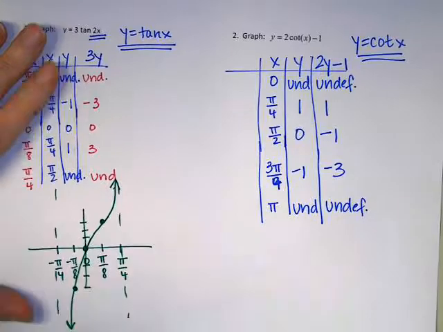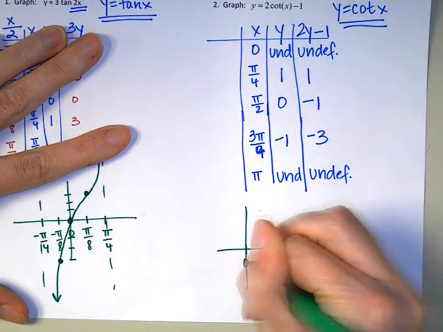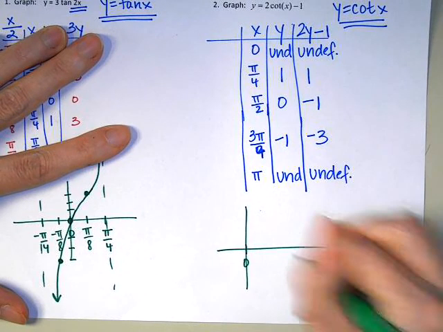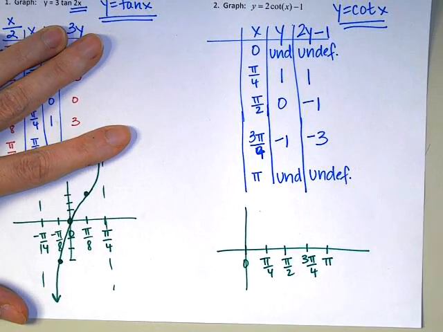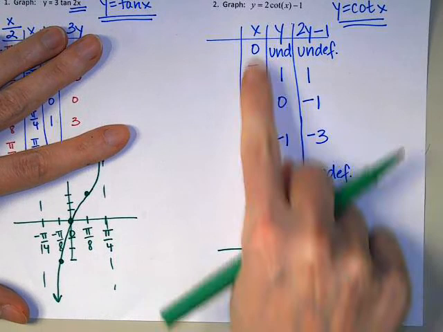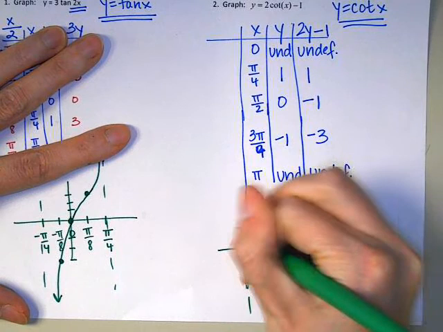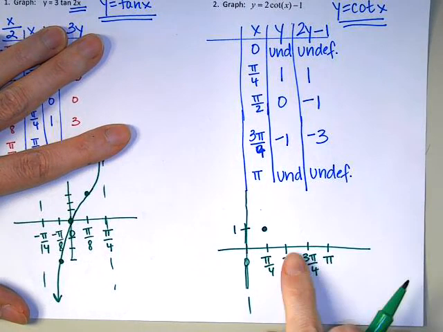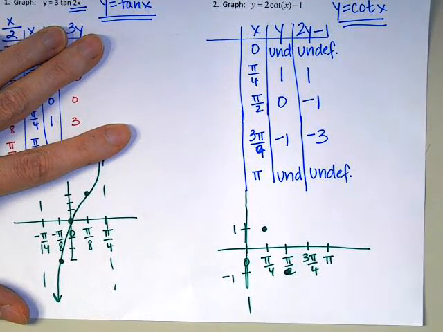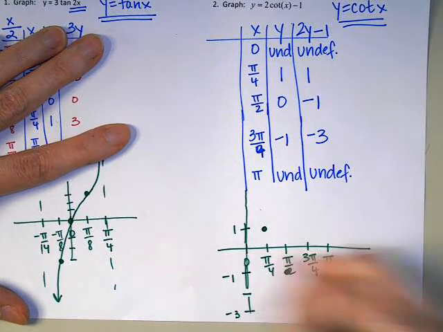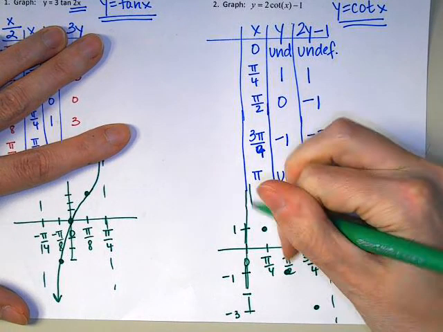Okay, let's sketch our graph. Okay, so cotangent starts at 0 and goes to pi. And this is pi over 2, this is pi over 4, this is 3 pi over 4. All right, let's see what we got. At 0, it's an undefined asymptote. At pi over 4, it's up at 1. At pi over 2, we're now at negative 1. At 3 pi over 4, we're at negative 3. And at pi, we have our undefined asymptote. So connect the dots.